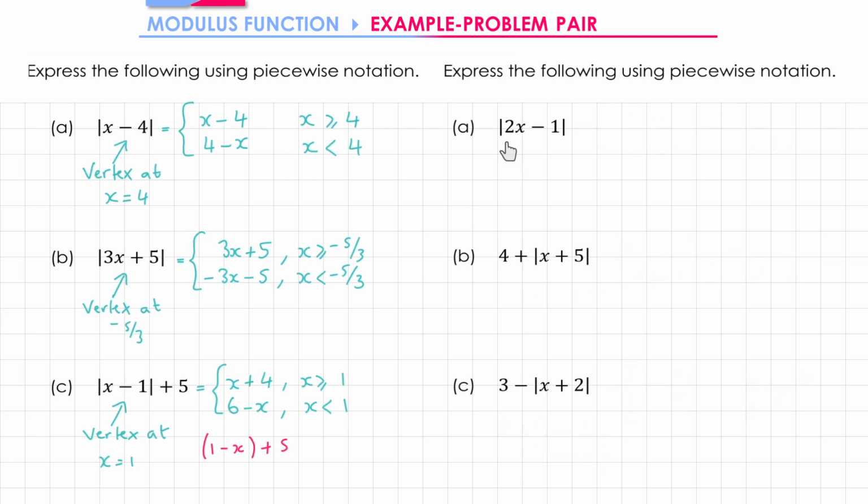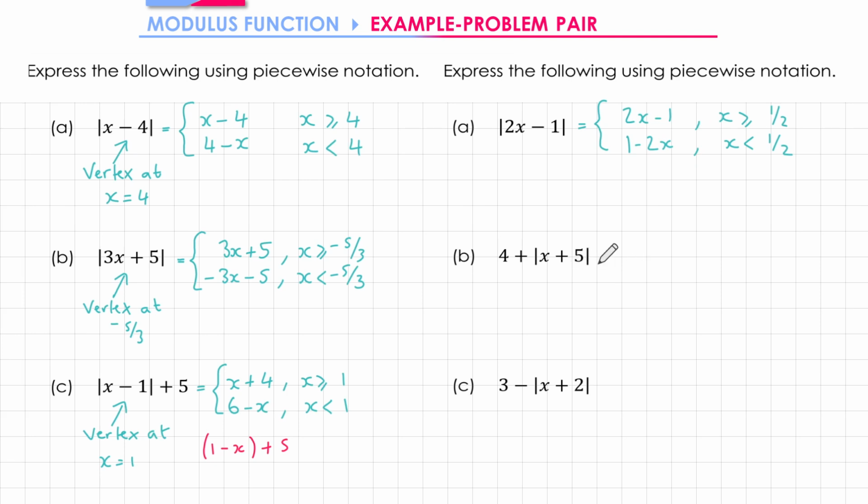Right, in part A we have mod of 2x minus 1. That means the vertex is at x equals a half. So our intervals are x is bigger than or equal to 1 half, or x is less than 1 half. When x is bigger than or equal to 1 half, inside the brackets is positive, so the modulus doesn't change it. When x is less than a half, then that would make the brackets negative, so we'll get minus whatever's inside. Here we have 1 minus 2x.